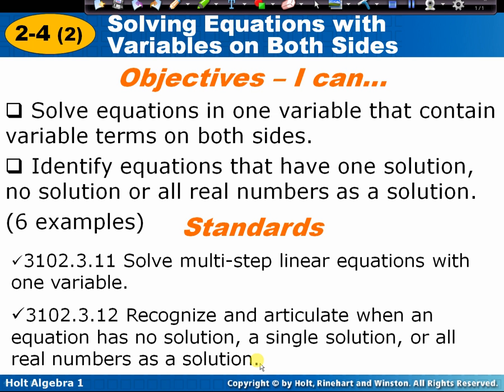Today's lesson is over 2-4. This is our second day of 2-4. We're spending two different lessons on this. Our objectives for this one are to solve equations in one variable that contain variable terms on both sides, and also to identify equations that have one solution, no solution, or all real numbers as a solution.